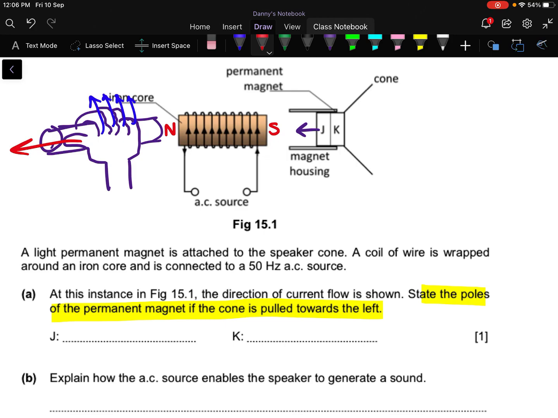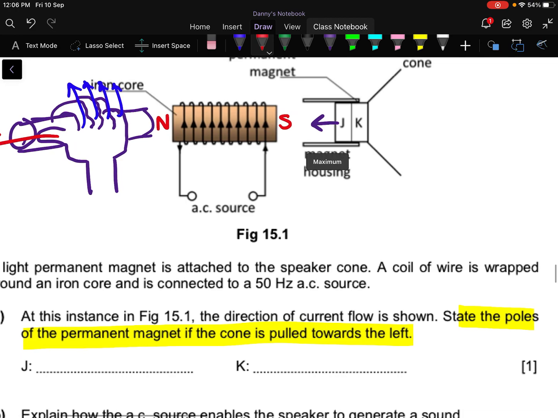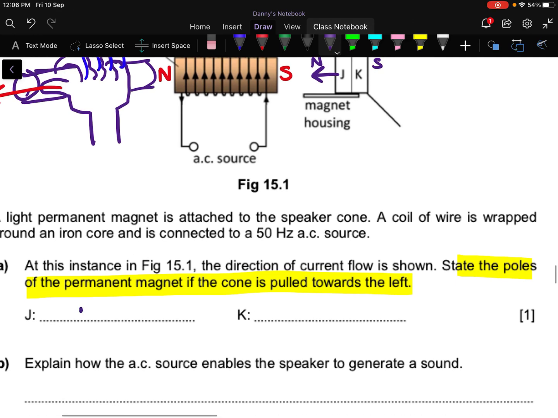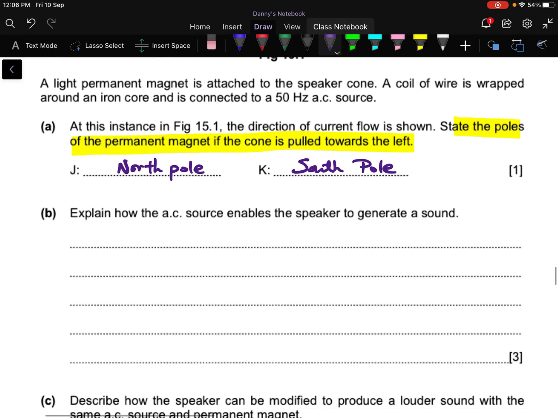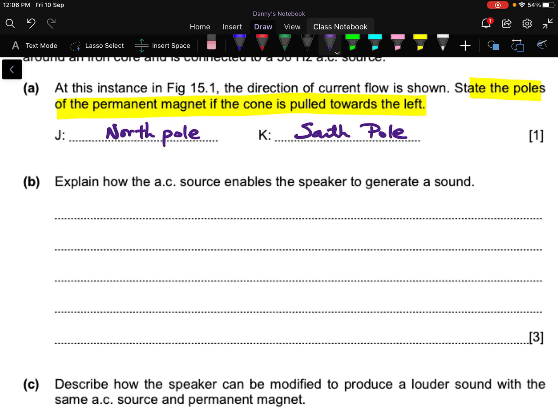So if you do the right hand grip rule correctly, the pole for this electromagnet will be like that, and the fact that the magnet is moving to the left means that J must be a north pole and K is a south pole. So this one you need to spell it out, and if you didn't spell it out, then too bad lah. You'll be marked wrong. So that's how you approach A.